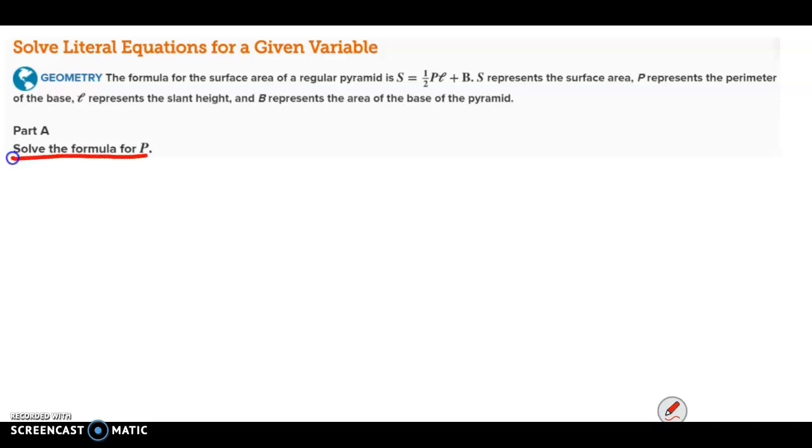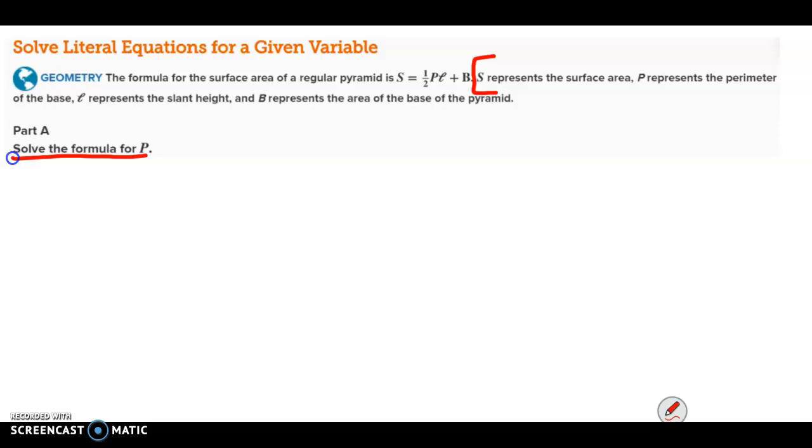The formula for the surface area of a regular pyramid is S equals 1/2 P times L plus B. This is a period, so don't let that throw you off with the S. S represents the surface area, P represents the perimeter of the base, L represents the slant height, and B represents the area of the base of the pyramid. So this is a real formula. This is a formula that you would use as we move down the road.